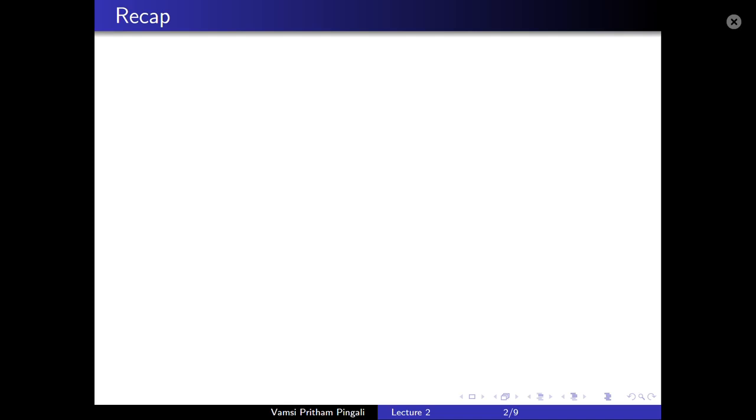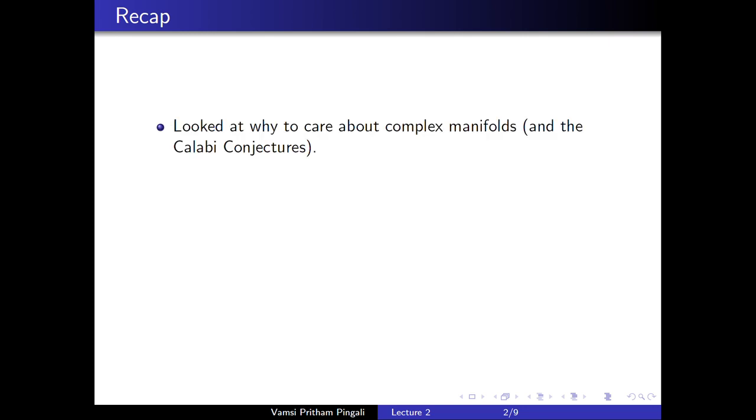So here is a quick recap of what we did the last time. We looked at why to care about complex geometry, complex algebraic geometry. In particular, I also mentioned why one ought to care about the Calabi conjectures. I hope you're reasonably convinced that complex geometry is a worthwhile subject to study.